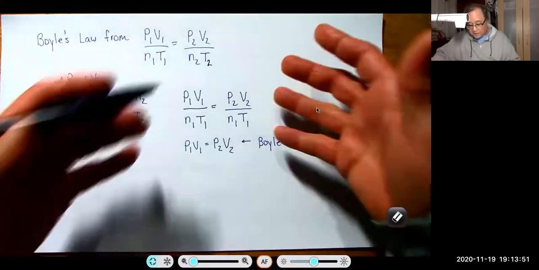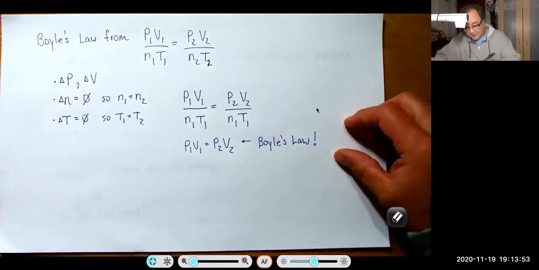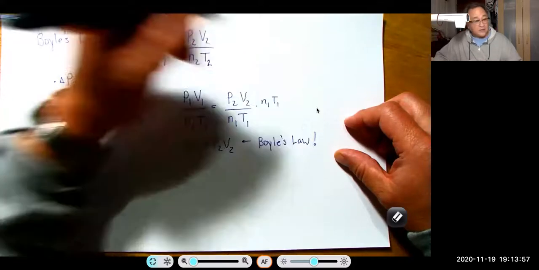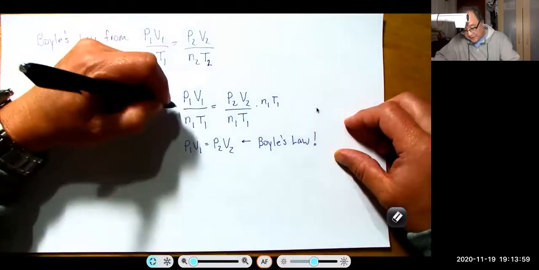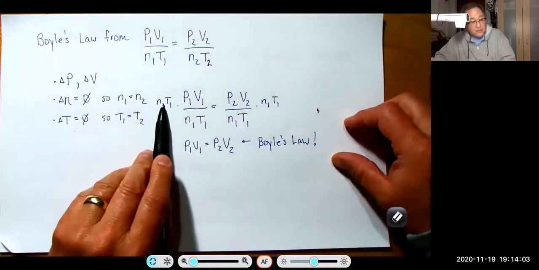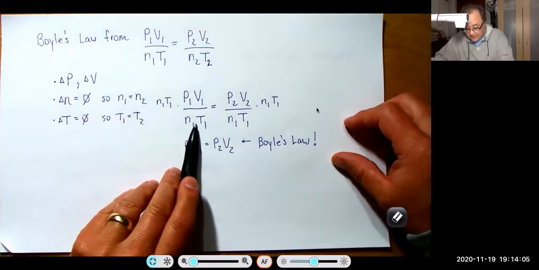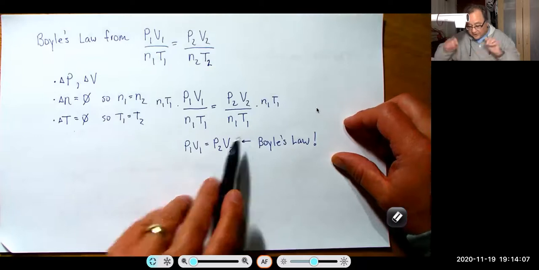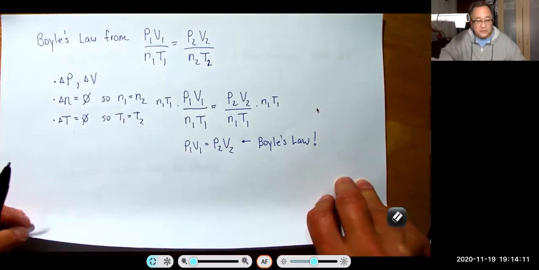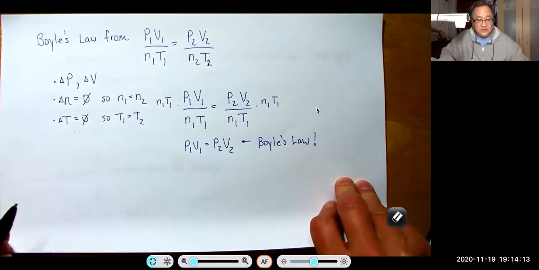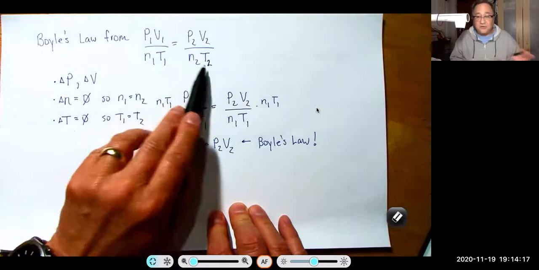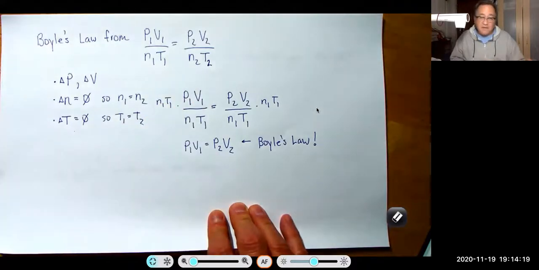Now, when you have this formula here, what happens when you multiply this side times N1 T1? Well, you have to multiply the other side times N1 T1. And what happens to N1 T1 and N1 T1? They cancel and they cancel. So this simplifies into Boyle's law. P1 V1 is equal to P2 V2. We simply have to remove the variables that don't change, and we have the law we need.